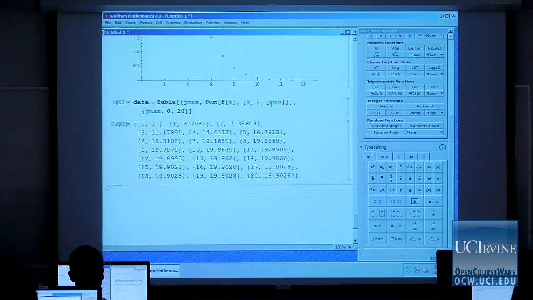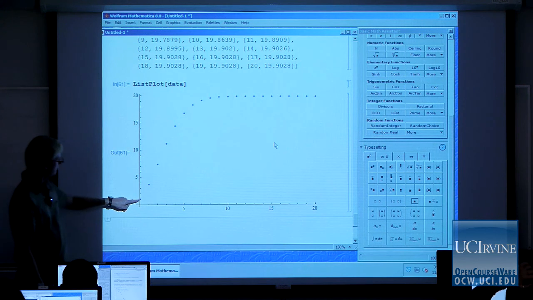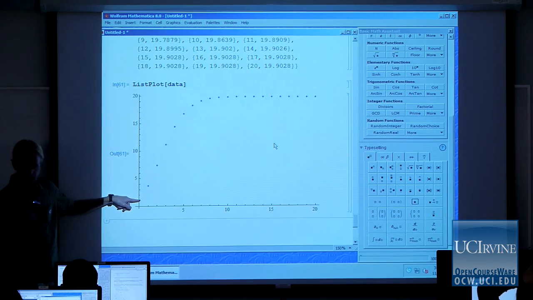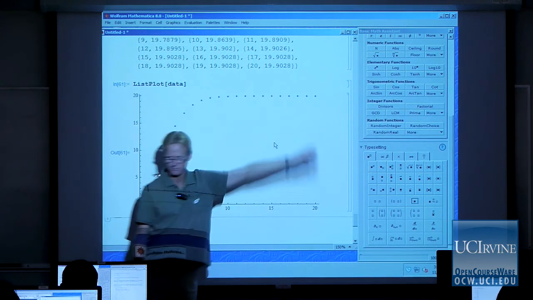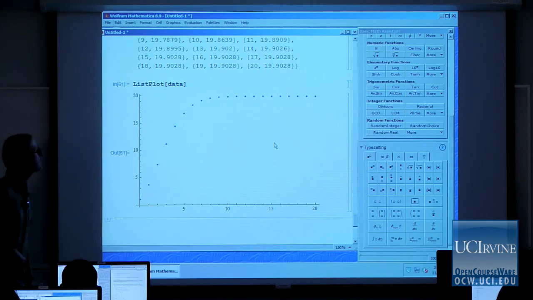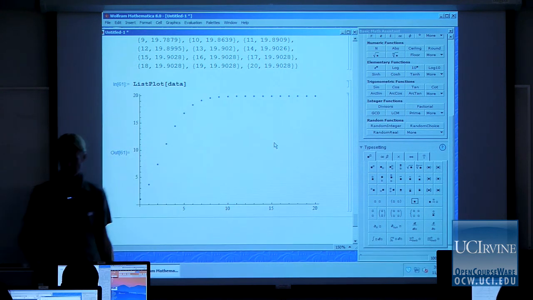So let's have a look at the convergence, if you like. So what we can do is just do list plot data. And now you can see if you only include one term, you're way off. And then you get closer and closer as you include more and more terms. And then after around 15, it's converged. Okay, so if we wanted to quote a value then for the partition function of HCl, and I forgot to tell you that this corresponds to room temperature, 298 Kelvin, the value that we would say it's equal to is 19.9028.